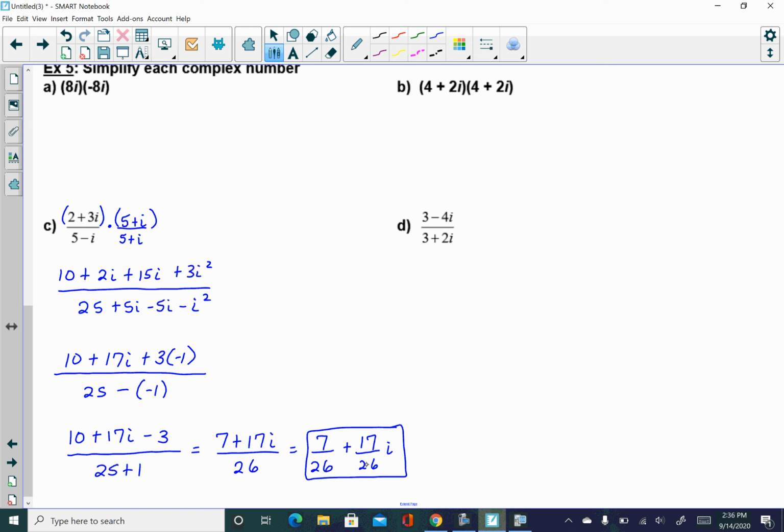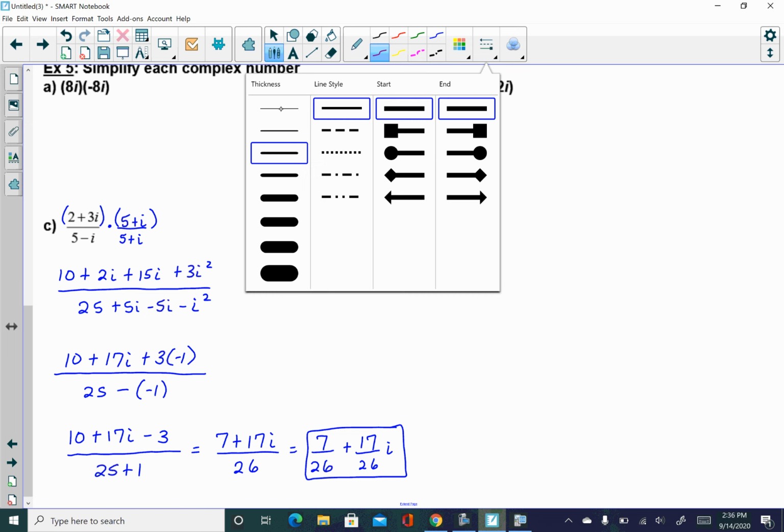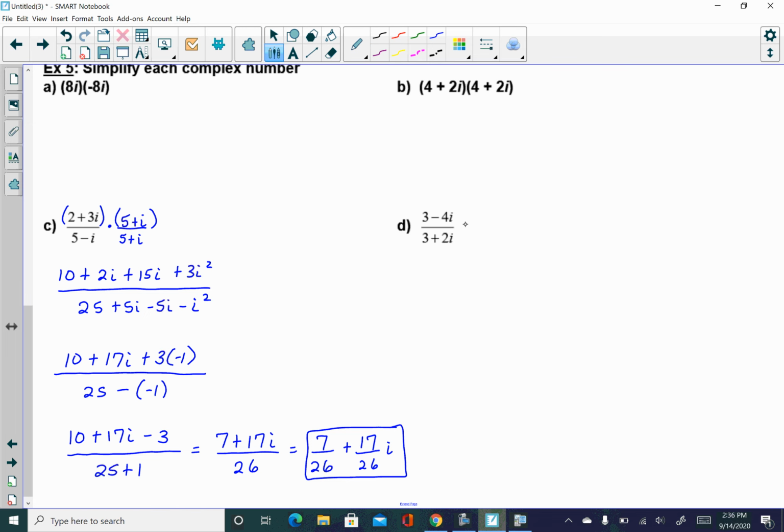I'm going to go ahead and work letter D. So looking at D, again, I can't leave that i in the denominator, so I multiply top and bottom by my conjugate. Only change the middle sign, so I multiply top and bottom by 3 minus 2i. So up top, when I FOIL, first, 3 times 3 gives me 9. Outside, minus 6i. Inside, minus 12i. Last, negative times negative, positive 8i squared.